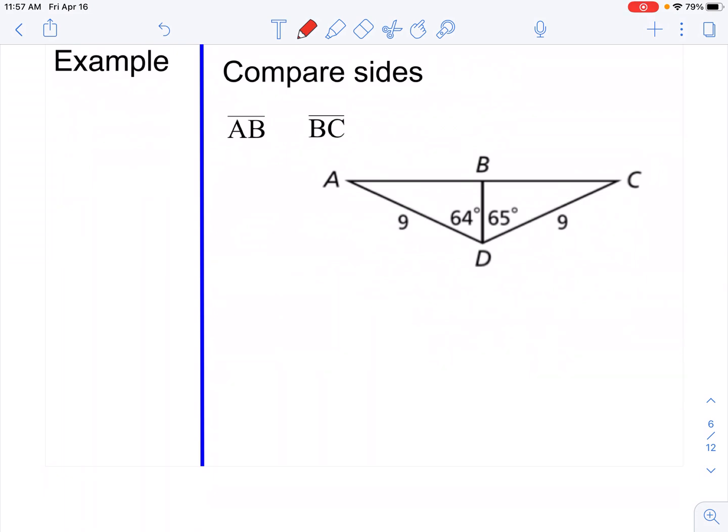Compare the sides. Again, we look for our two sides that are congruent. We got them, so we're going to compare these angles in between. 64 is opposite side AB, and 65 is opposite side BC. Since 65 is bigger than 64, I would say that AB is less than BC.